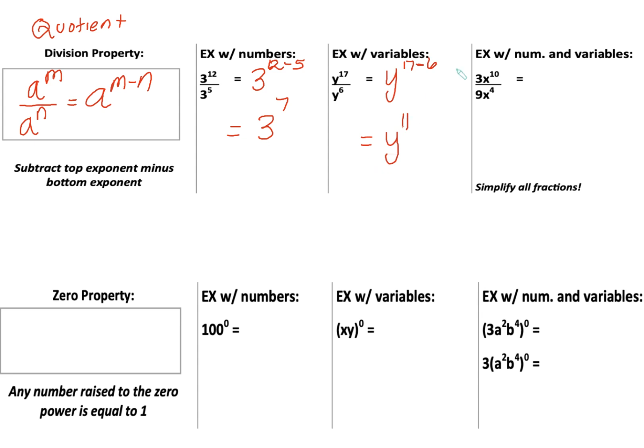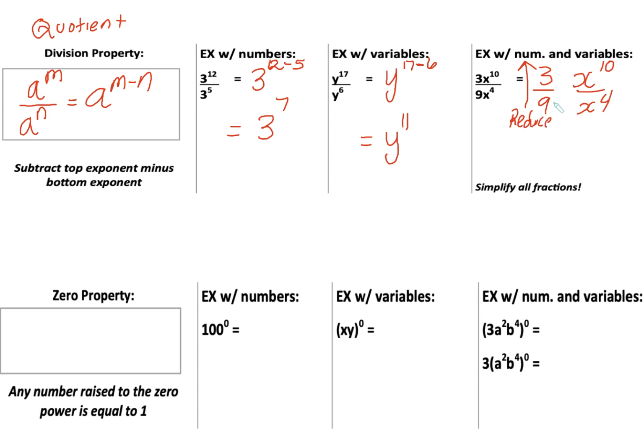Again, they can give you coefficients. So if they give you coefficients, I like to separate them. So 3 over 9, those are dividing. Then I have x to the 10th divided by x to the 4th. Now when you're dividing, I always tell my students you're going to heaven. Can 9 divide 3 evenly? They'll tell me no. If that happens, you're going to reduce.